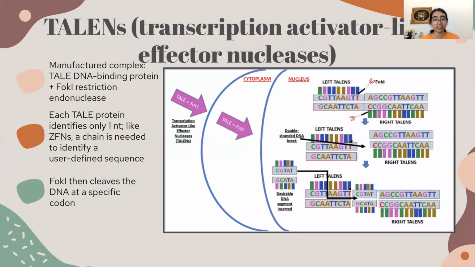Next, TALENs are very similar to ZFNs, with the major difference being that the tail protein, which binds to the DNA, can only recognize one nucleotide, as opposed to zinc finger proteins being able to identify 3. Again, like ZFNs, chains of these tails, or transcription activator-like effector proteins, are specially manufactured to identify a user-defined sequence. Then, the FokI endonuclease, like with ZFNs, cuts the DNA at the specified spot.